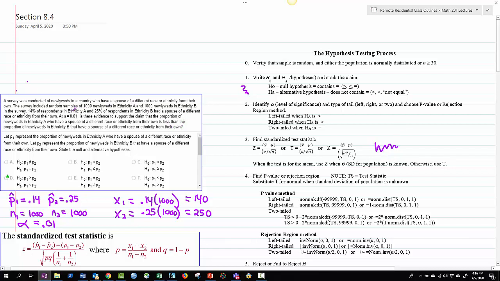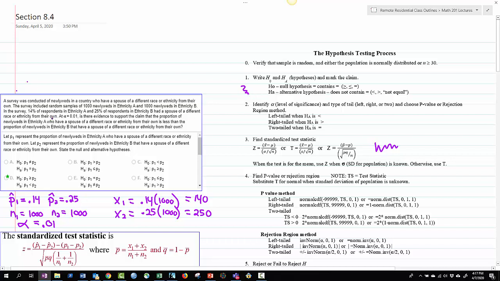All right, so let's start our first example here. A survey was conducted of newlyweds in a country who have a spouse of a different race or ethnicity from their own. The survey included random samples of 1,000 newlyweds in ethnicity A and 1,000 newlyweds in ethnicity B. In the survey, 14% of respondents in ethnicity A and 25% of respondents in ethnicity B had a spouse of different race or ethnicity from their own.